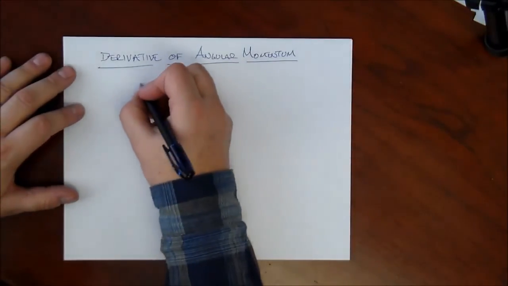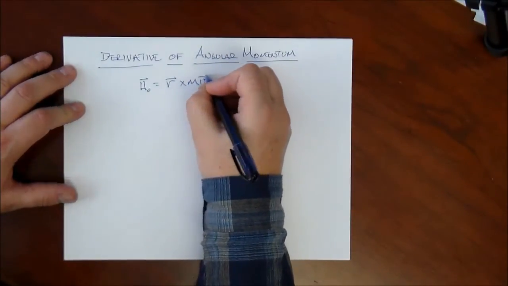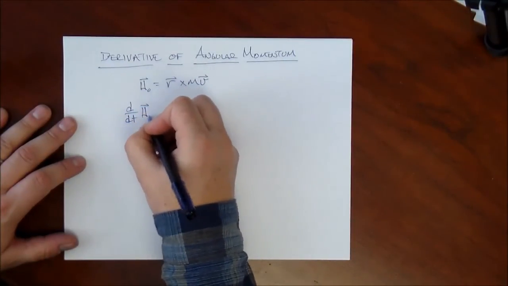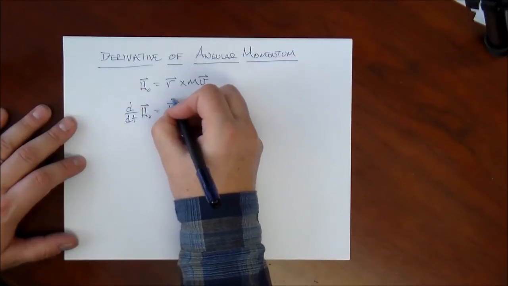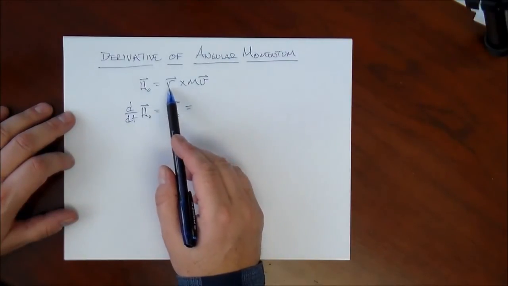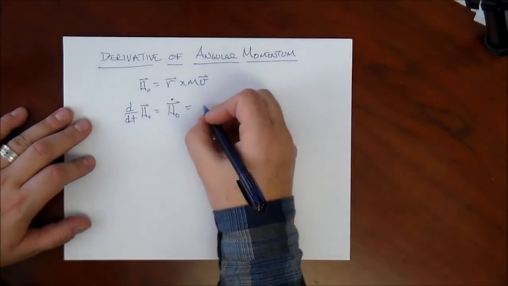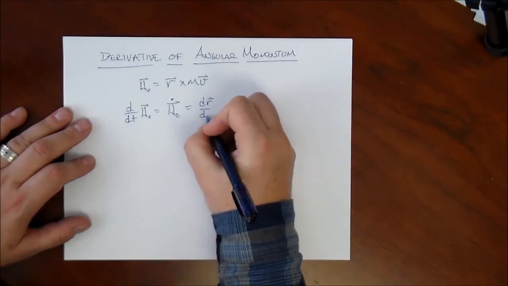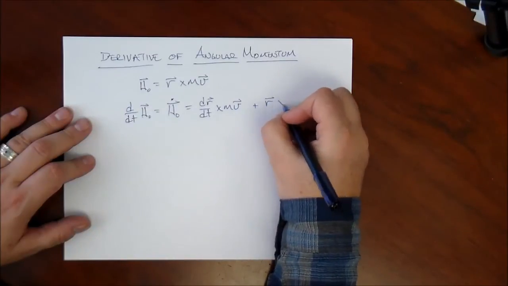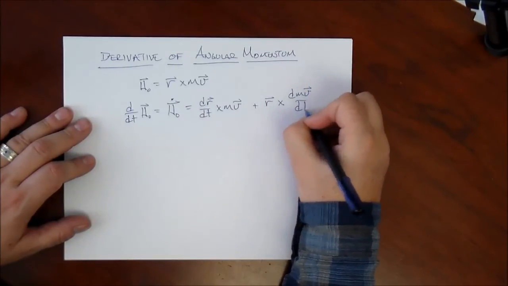Now let's look at the derivative of the angular momentum. Remember, it's defined as r cross mv. The time rate of change of H naught, which is H naught dot, is equal to the derivative of the first cross with the second plus the first cross with the derivative of the second. It's sort of a chain rule thing, but we have to maintain the order. So this is dr dt cross with mv plus r cross with d(mv) dt.